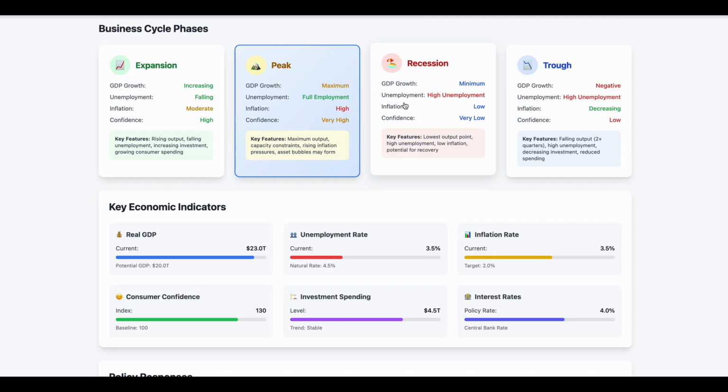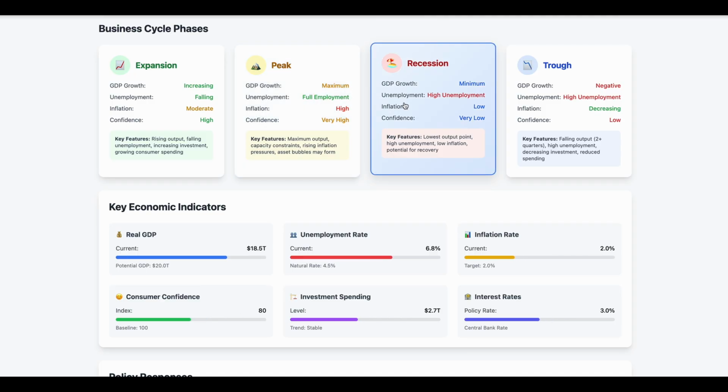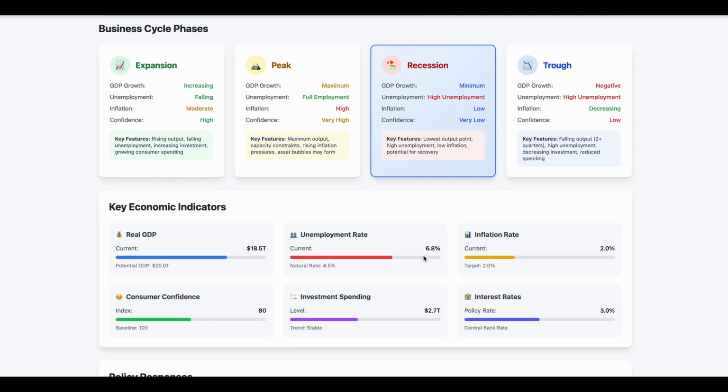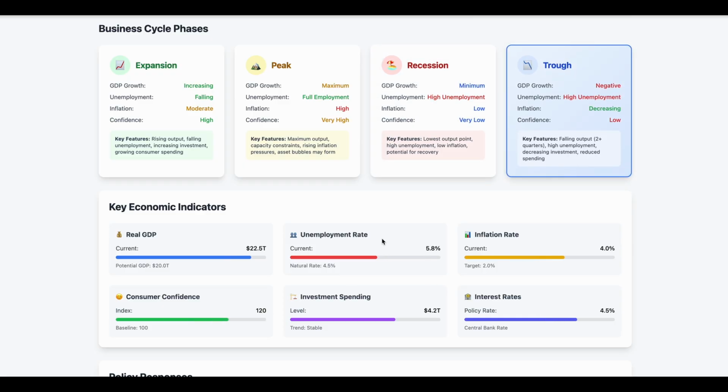The minute we move ahead to recession, at this particular point, we see unemployment rate rising to 6.8%, the real GDP falling, consumer confidence also falling, and the inflation rate again falling. At trough, pretty much similar to recession, real GDP is falling, inflation rate is falling, and consumer confidence again is falling. So all the indicators are pretty much affected when different phases of the business cycle are visible.